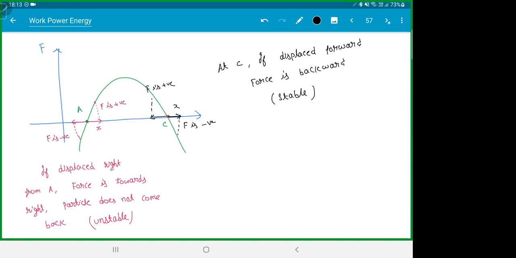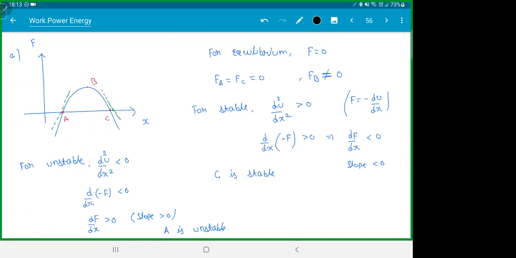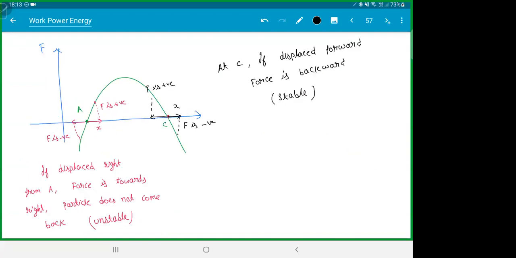Without using any math, you can figure out like this. At the points A and C, just displace it forward, displace it backward, and see if it is coming back or not. If it comes back, it is stable. If it doesn't come back, it is unstable. Is this making sense? This is without using any math. With maths, you can figure it out, but sometimes in an exam it doesn't click or it looks too scary. This helps. Please check out this thing, everyone. It's a good one. This came in the JEE exam. It's a previous year question.